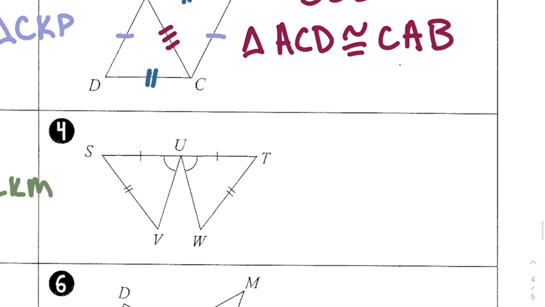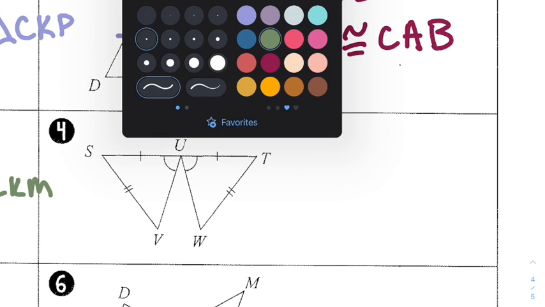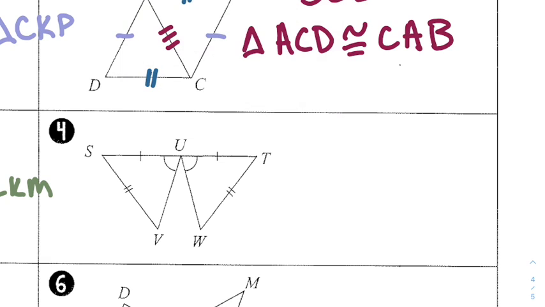Now let's look at number 4, okay? What do you think it will be? Most of you guys will say it's side, angle, side. Probably 2 of you will say it's side, side, side, but let's look at it, okay? It tells me that line SU is congruent to line UT.